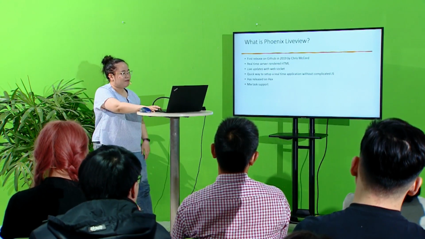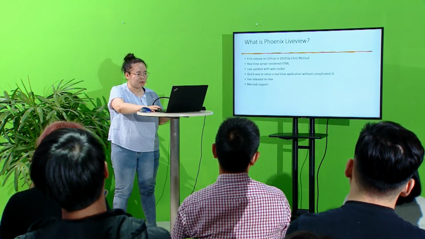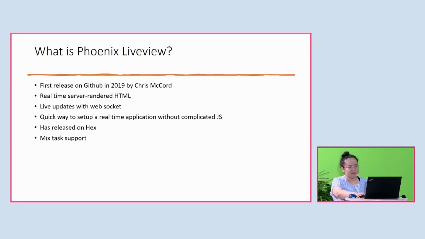And LiveView has mix task support. Mix tasks are similar to the CLI. We used the CLI in the Angular example to generate a component. So in Elixir, we have mix tasks. It's similar to the CLI, where you can generate the whole project or only the component you want. And like that, it has the Hex document for mix tasks. You can go there and search for Phoenix mix tasks.